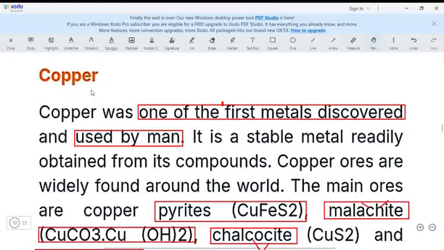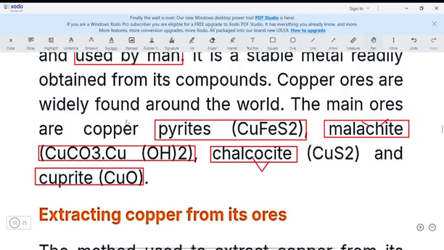In this lesson we'll be looking at the topic copper. Copper is one of the first metals discovered and used by man. Copper is always found as ore, meaning you don't see it alone. It has to be with some impurities.